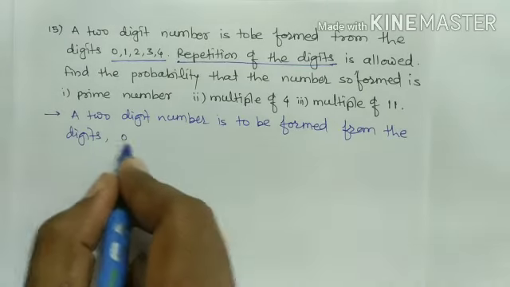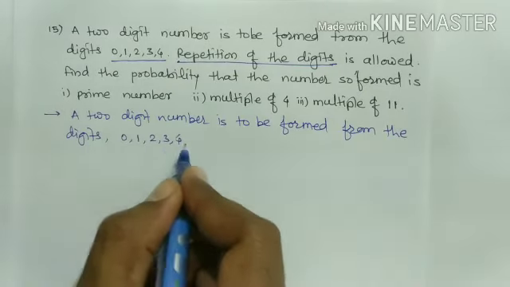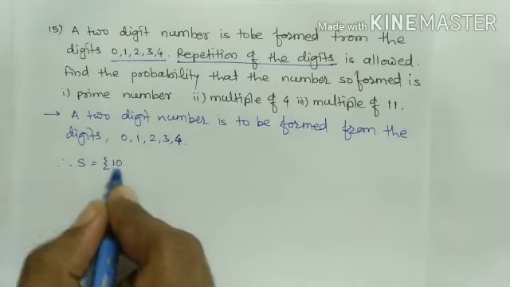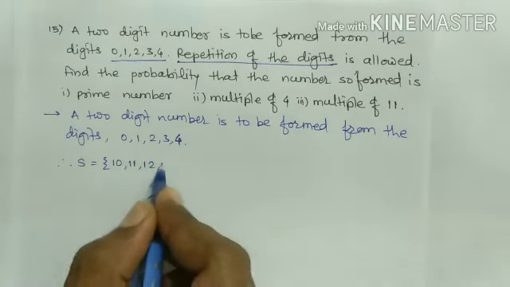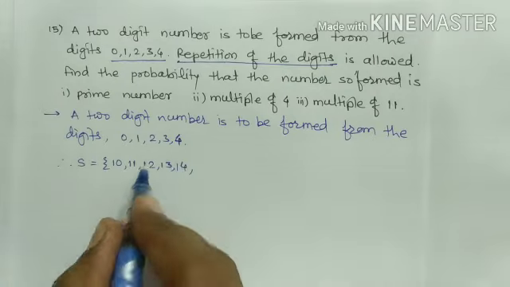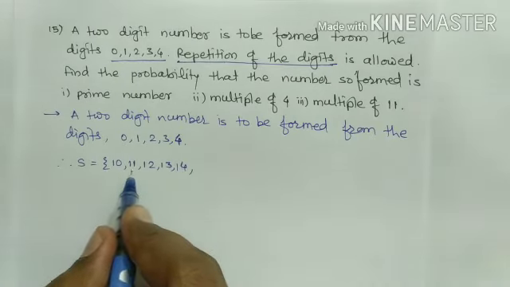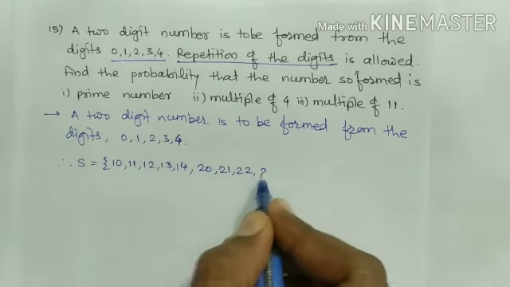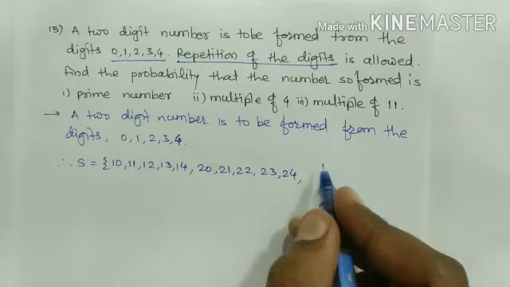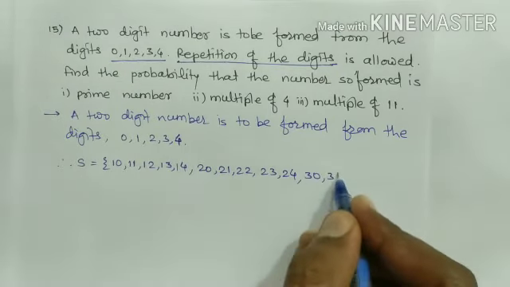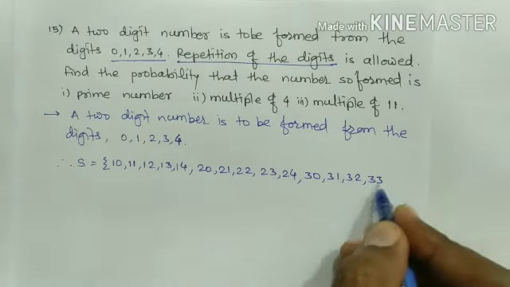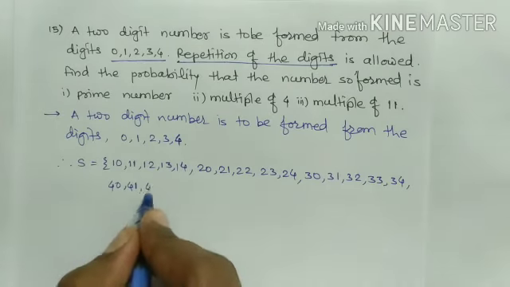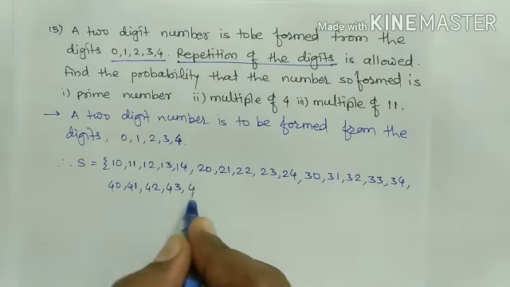Which digits are given? 0, 1, 2, 3, and 4. Therefore, the sample space is 10, 11, 12, 13, 14. In 11, the digit is repeated. Then 20, 21, 22, 23, 24. Then 30, 31, 32, 33, 34. Then 40, 41, 42, 43, and 44.